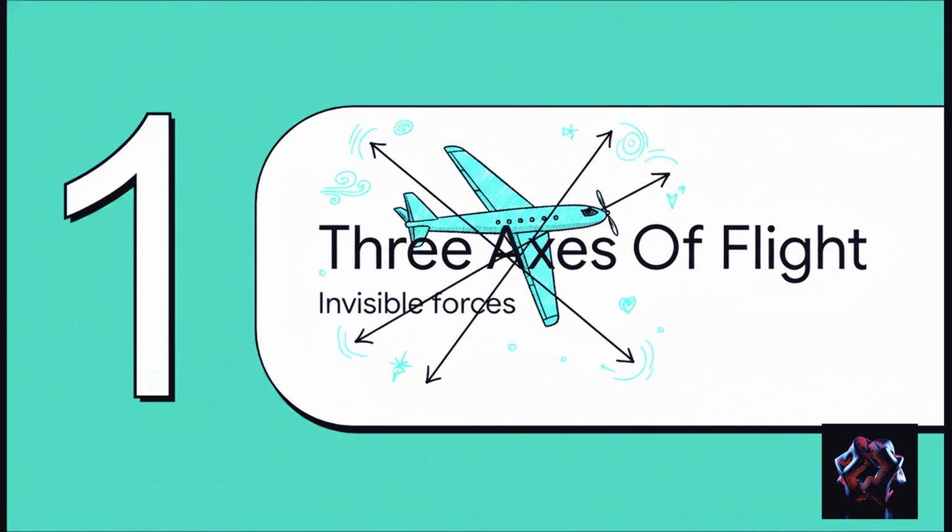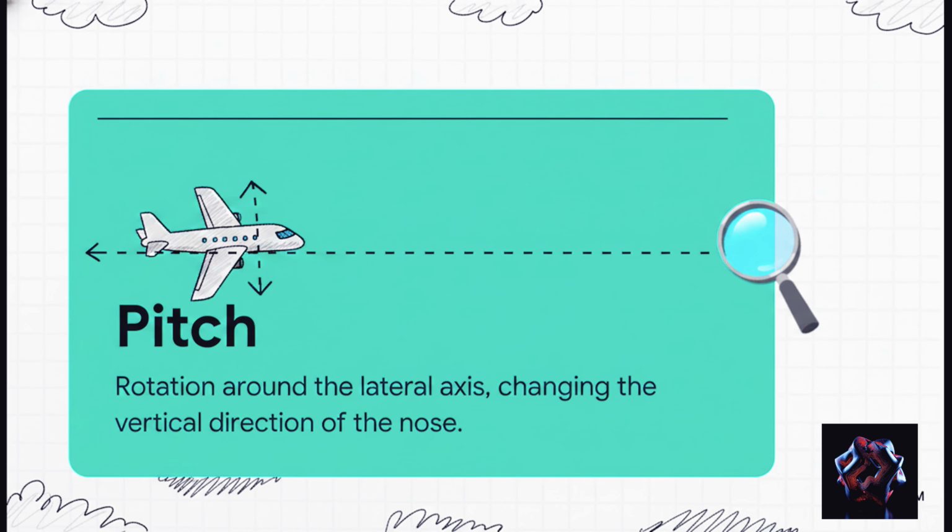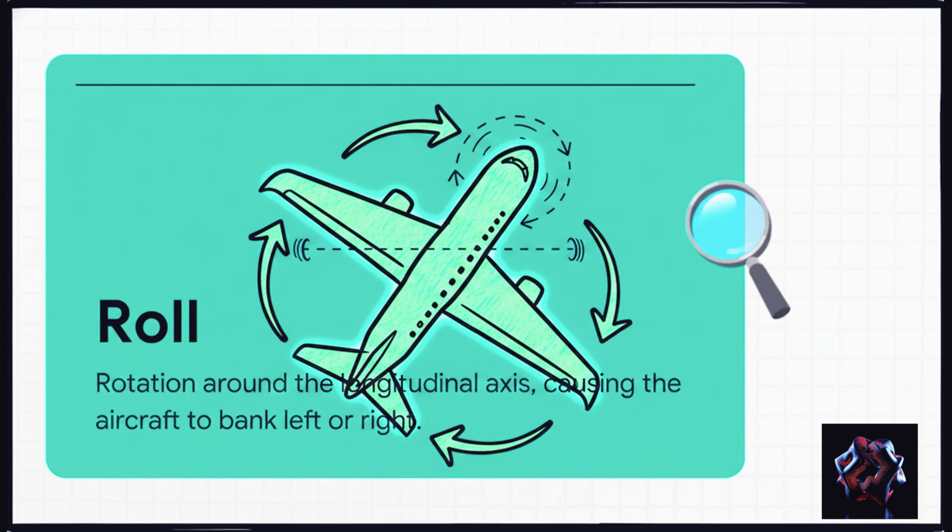Let's talk about these invisible forces. First up, we've got pitch. Imagine a line passing right through the aircraft, literally from wingtip to wingtip. We call this your lateral, or transverse axis. When the airplane rotates around this imaginary line, the nose points either up or down. And this pitch movement is what basically allows the aircraft to climb up into the sky, or descend back down toward the earth.